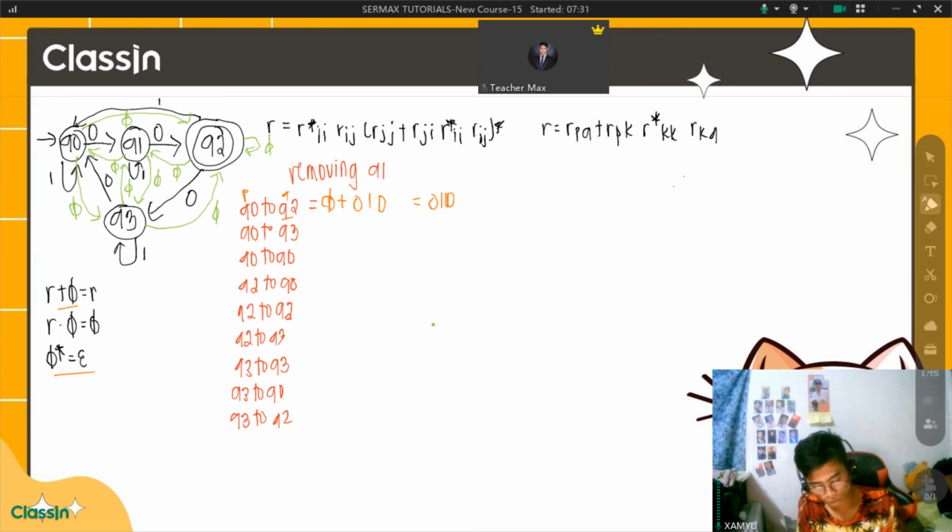Now afterwards, we have Q0 to Q3, wherein your P will be Q0 and your Q will be Q3. So for the RPQ, Q0 to Q3, that will be null, plus from P, that is Q0, down to K, Q0 to Q1, that is 0, and then KK, that is 1, and then KQ from Q1 to Q3, that is null.